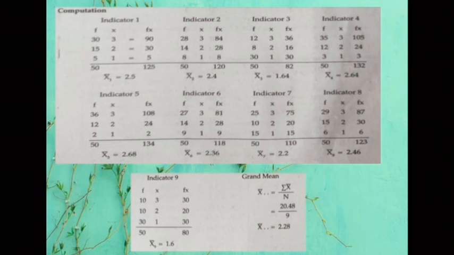Another example, to get the weighted mean sub 2: 28 times the number of students times the option. 28 times 3 is 84, then 14 times 2 is 28, 8 times 1 is 8, then add all the sum of fx, which is equal to 120, then divide by 50 to get the weighted mean sub 2, and the weighted mean sub 2 is 2.4. The same will be done for indicator 3 to indicator 9.